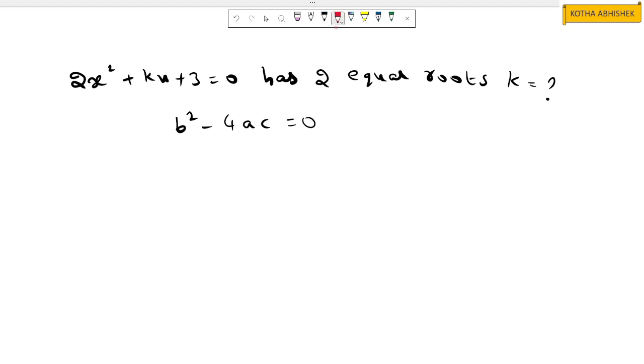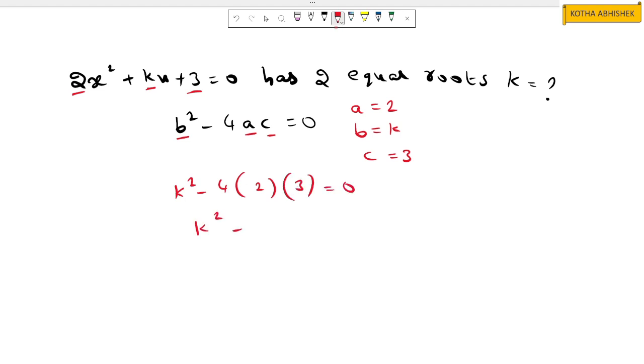Here a is the x square coefficient, which is 2, so the a value is 2. Next, b is the x coefficient, here before x we have k, so the b value is k. Next, c stands for the constant, here the constant is 3, so the c value is 3. Now let us substitute in this equation. b square, that is k square, minus 4 into a is 2 into c is 3, equals 0. So k square minus 4 times 2 is 8, times 3 is 24, equals 0.